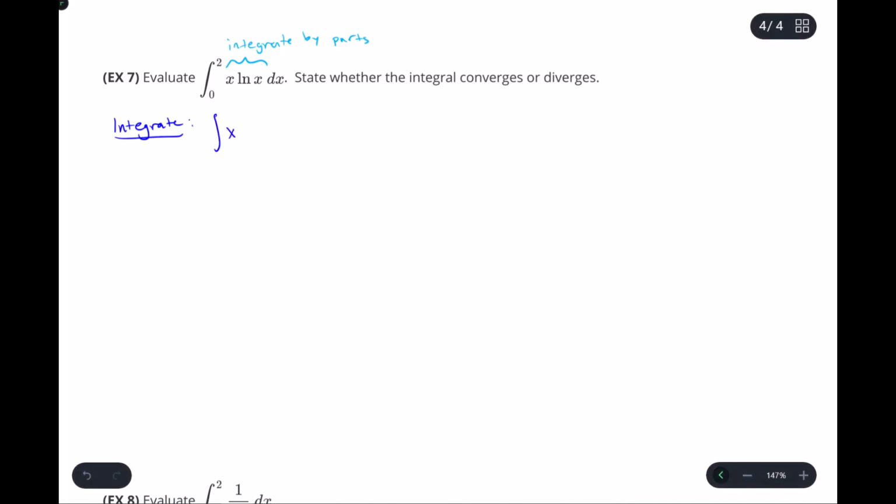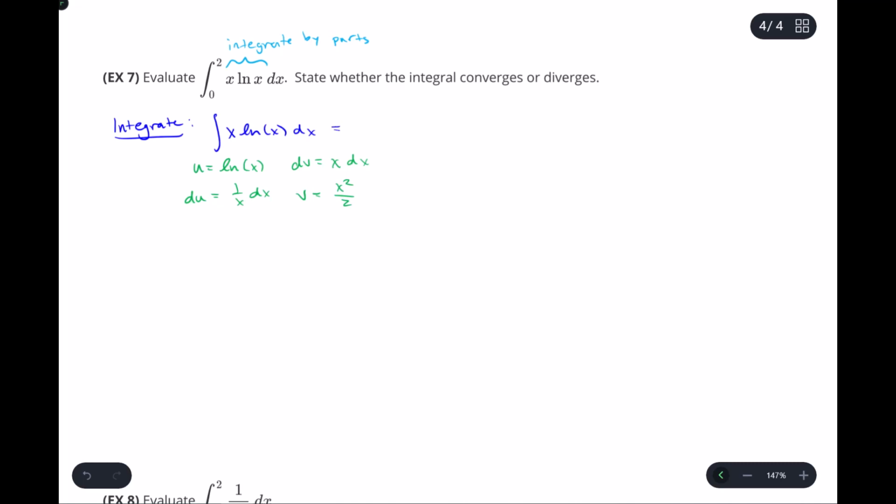All right, so we have x natural log x dx, and in terms of integration by parts, I would let u, so remember the ILATE, logarithmic comes earlier than algebraic, so I would let u be natural log x. Du then would be 1 over x dx. Dv is just the leftover part, so that's the x dx. The integral of this would be x squared over 2.